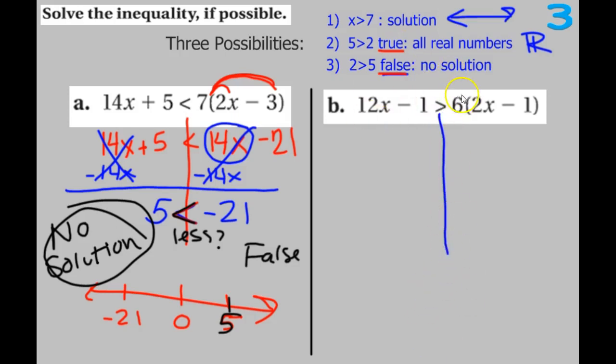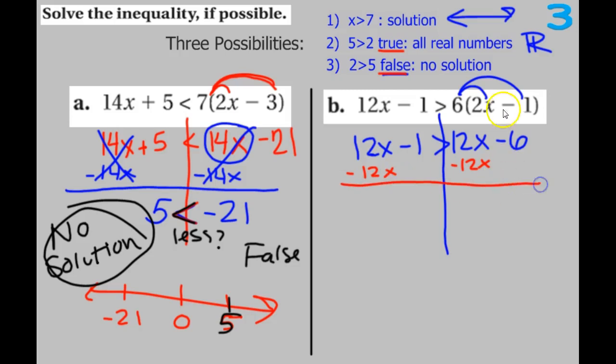Let's try the next one. Let's distribute on this side. 6 times 2 is 12, so 12x. 6 times negative 1 is negative 6. So we have 12x minus 1 over here. Again, we want all the x's on the same side, so I'm going to subtract 12x. So those eliminate. Same thing here. 12 minus 12 is nothing. They're gone. We have negative 1 is greater than negative 6.